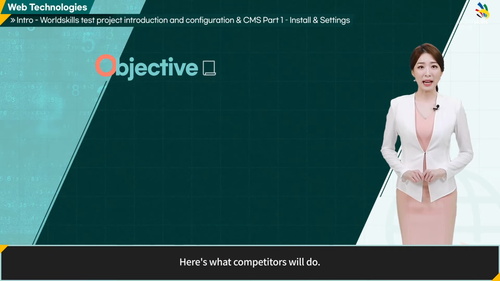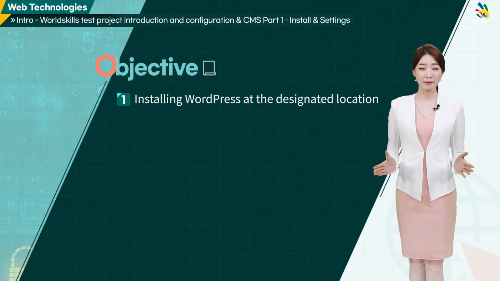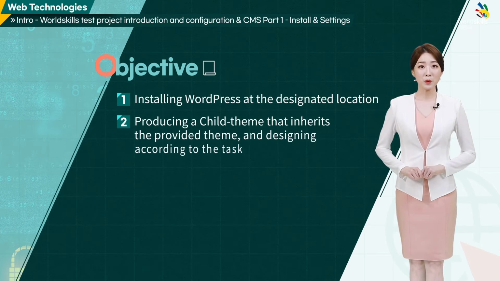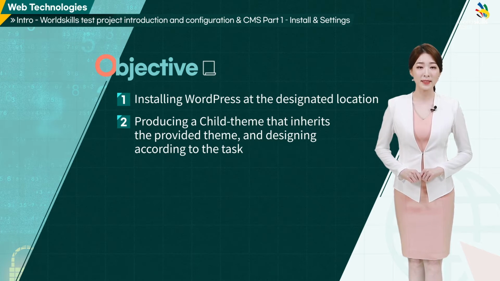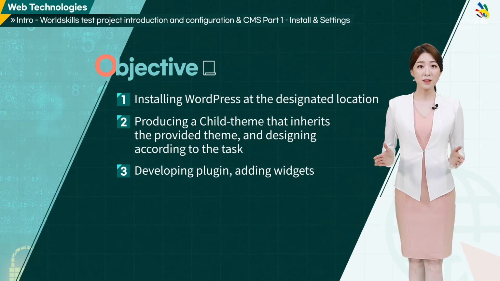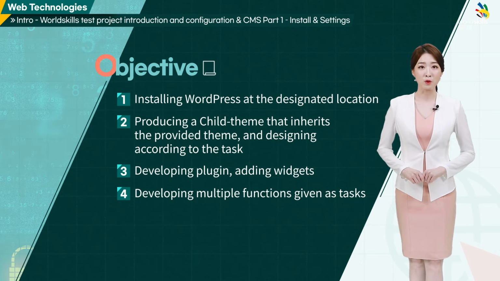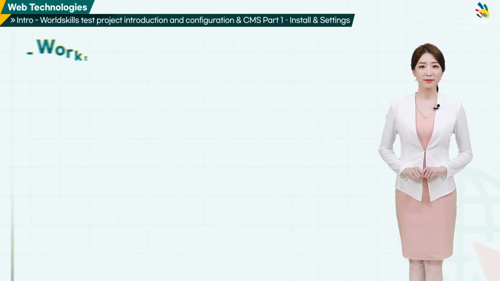Here's what competitors will do. First, install WordPress at the designated location. Next, produce a child theme that inherits the provided theme and design according to the task. In addition, you should make plugin, add widgets as suggested in the task. In addition, you should implement a number of other functions that the task presents.